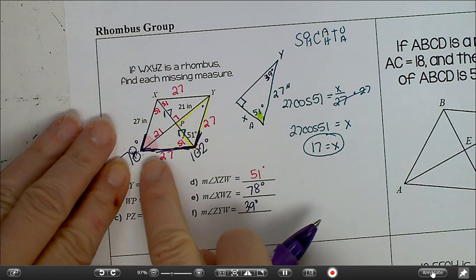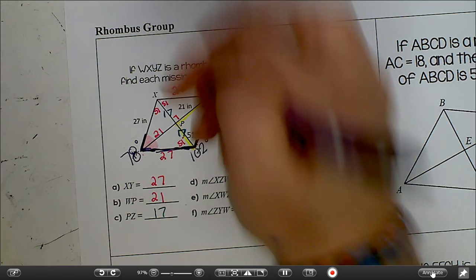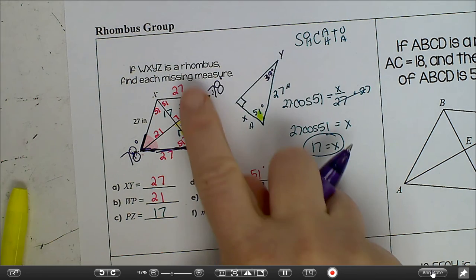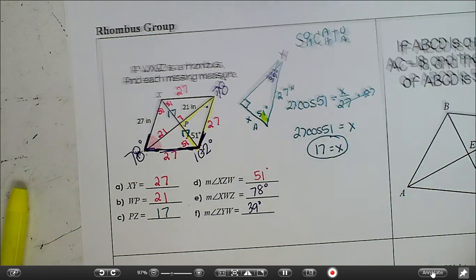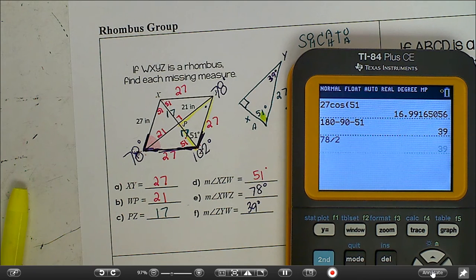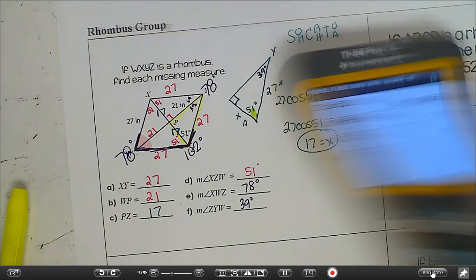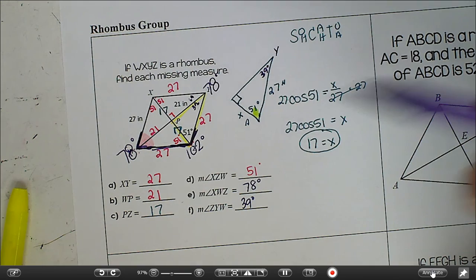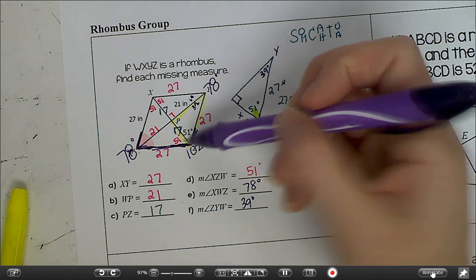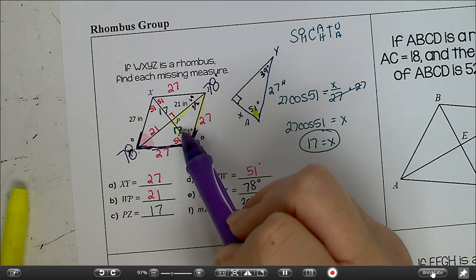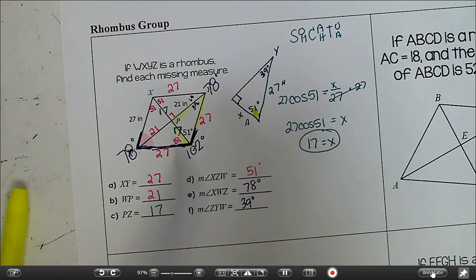But we can also look at this. This angle is 78, so this has to be 78. The diagonal bisects the angles, so 78 divided by 2 is 39. So you can see there are a lot of ways to do this. I also could have found out the measure of PZ by using the Pythagorean theorem. Right here, I could have done 21 squared plus x squared equals 27 squared.